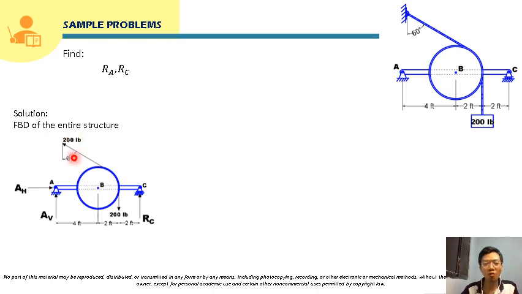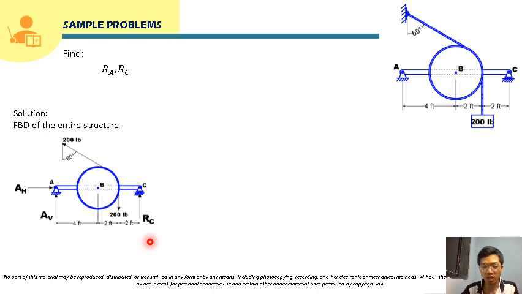For our reaction at A, this is a hinge, so it will provide a horizontal and vertical reaction, so we will name it AH and AV. The roller at point C will provide a vertical reaction, so we will name it RC. It will be applied perpendicular to the surface where the roller is lying. So from here, as we can see, we have three unknowns, so we can generate three equations.